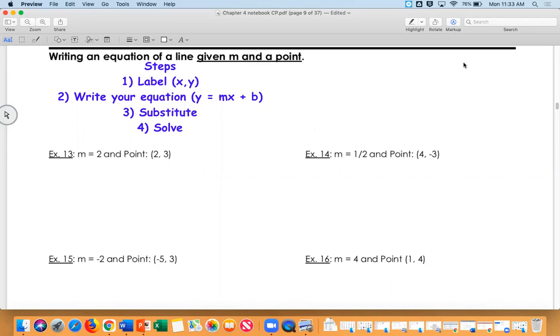Now, why do I like my steps better than the ones that they gave you? Well, it's pretty simple, and you'll see why. What's step number 1? Label. It's always going to be label. Step 1 for me is always label your point. Points are X, Y, right? So up here, I have a point. I'm going to label it X, Y. Everybody label your point X, Y.